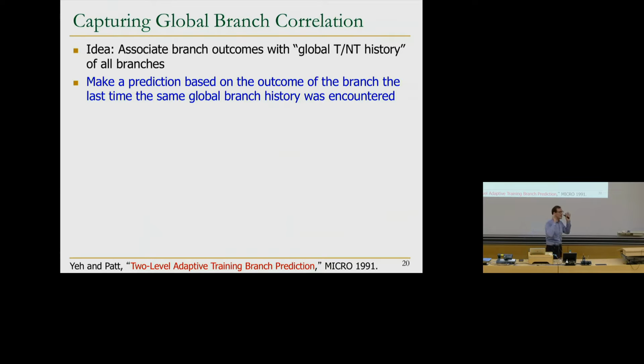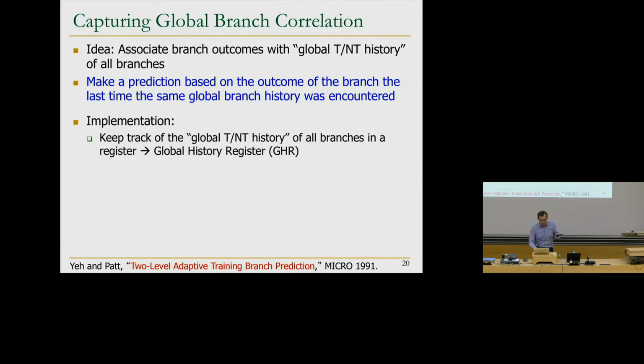So you can think of this as learning patterns, in a sense. If the history was not taken, not taken, taken, taken, and the last time the branch was executed it was taken, then you'll learn to associate the history not taken, not taken, taken, taken with a taken outcome. Basically, we're going to remember what happened the last time we saw that pattern history for the branch. So to be able to do that, you need to keep track of this global taken, not taken history for all branches in a global history register.